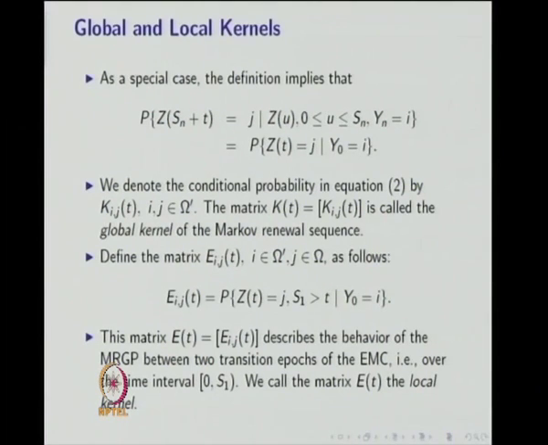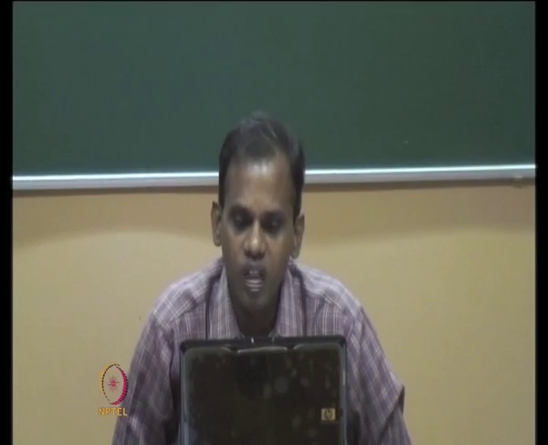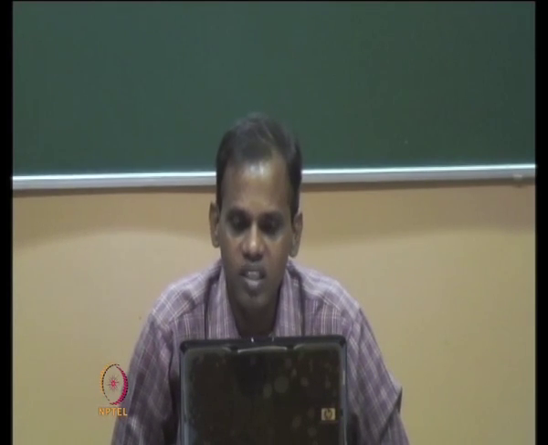That is also a matrix that consists of E of i comma j of t, where i belongs to omega dash and j belongs to omega. Omega dash means the collection of states at which the time transitions of the system satisfy the Markov property at those time instants. That collection of states forms omega dash, and that is a subset of omega.